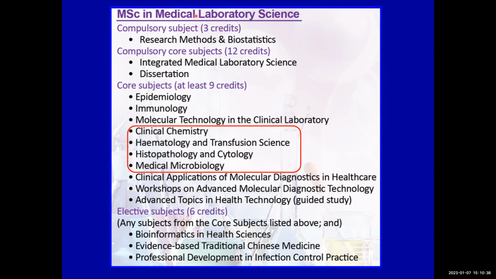For the MSc in Medical Laboratory Science, as mentioned, including compulsory subjects and the dissertation project, we offer the required core subjects related to MLS, including clinical chemistry, hematology and transfusion science, histopathology, cytology, and medical microbiology. Okay, but if you are already working in the field and would like more training on molecular diagnostics, no problem. You can also take these subjects related to molecular diagnostics and bioinformatics.